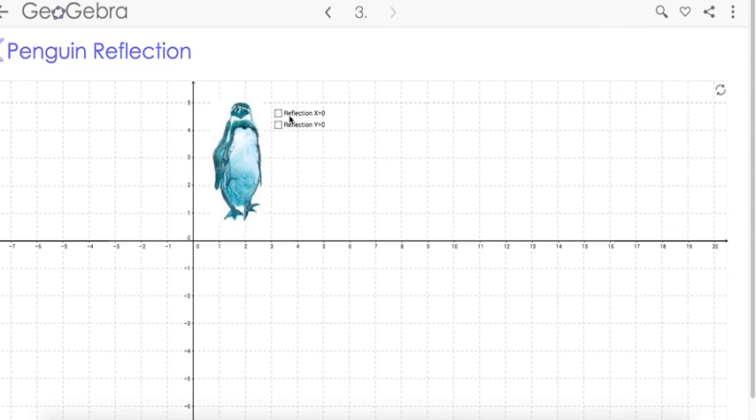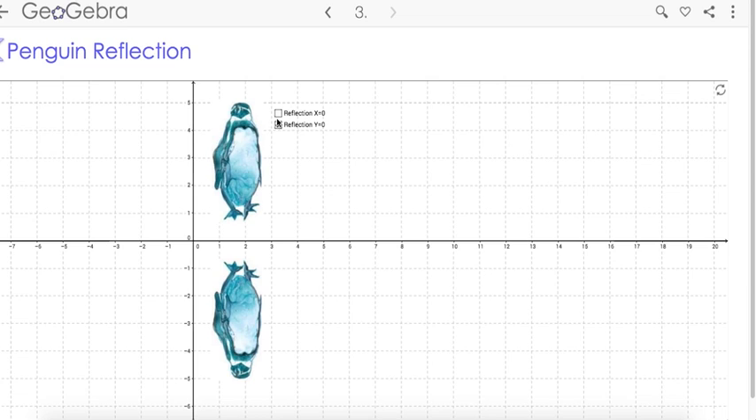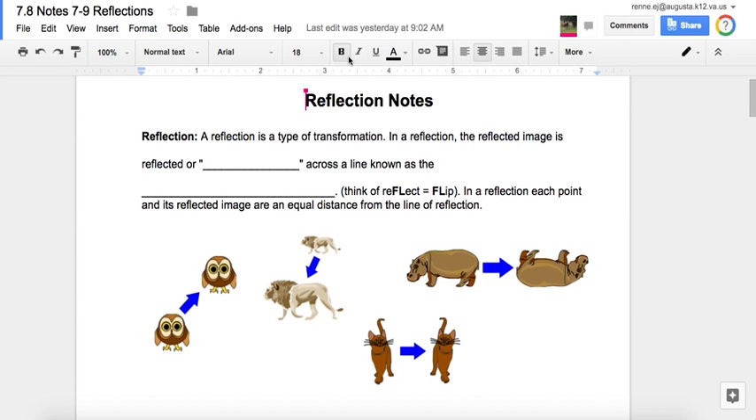We have a nice looking penguin here. So I'm going to reflect it over the x. Sorry, the y. I'm going to reflect it over the y. And notice, he's flipped. Everything's flipped. Now, I'm going to reflect it over the x, and notice now he's upside down. Okay, so now we've figured out that a reflection is a flip. Let's look at the notes and do some examples.